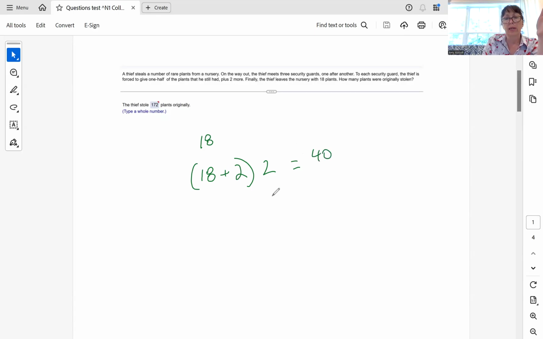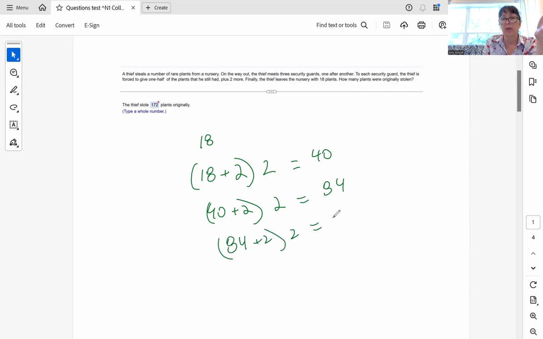And then doing it again to the next security guard, he gave away 2, which means we get 2 back. He halved it, so we double it again. And you'll get 84. And then likewise, add 2 multiplied by 2, and you get 172 plants. So 172 should have been the answer on that one.